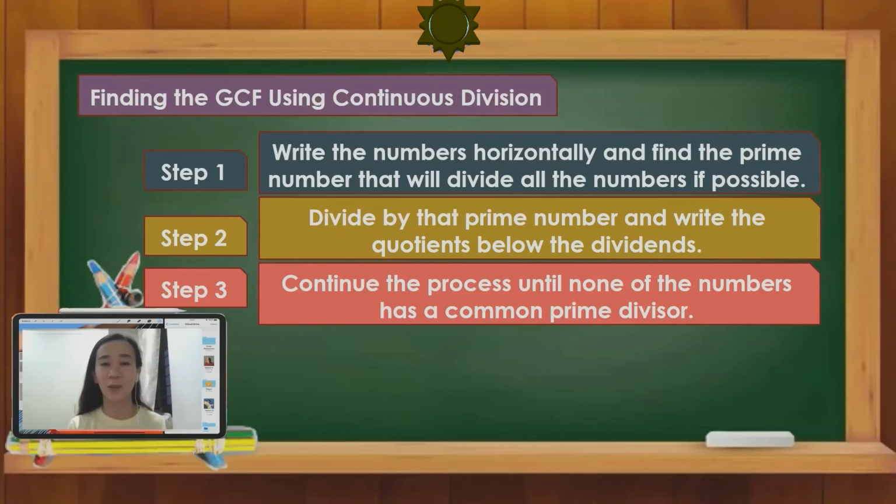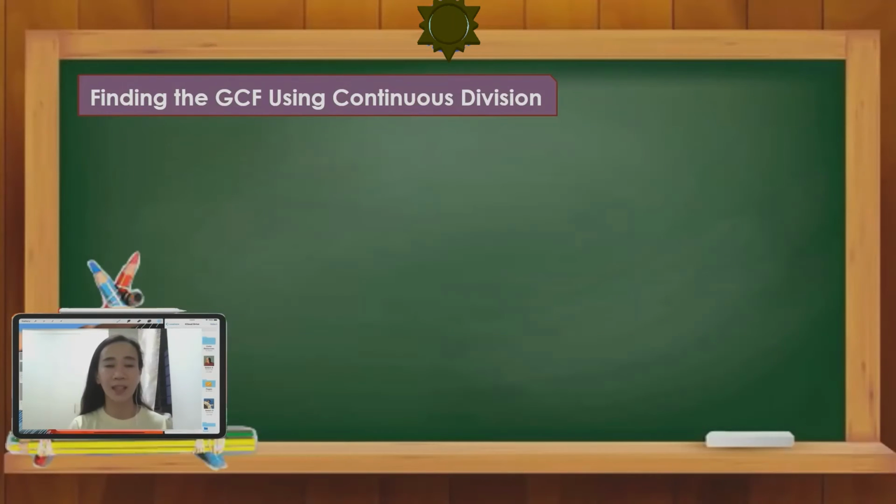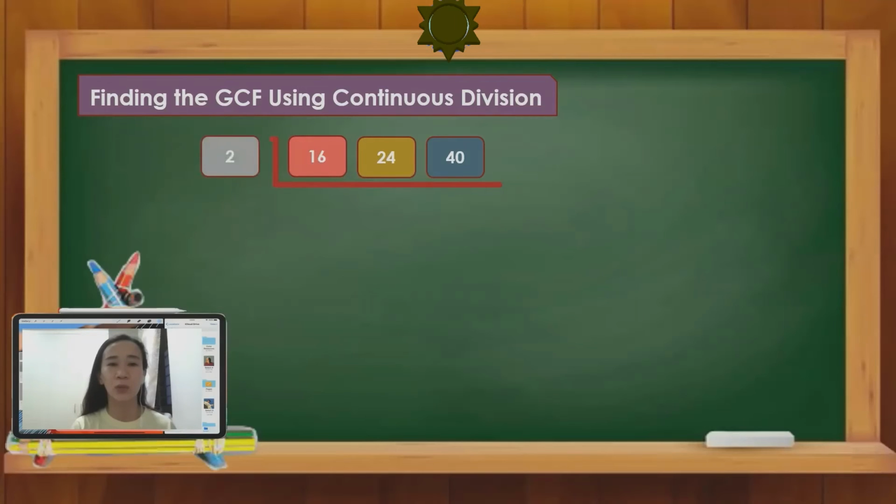Okay, let us try to solve the problem. First, let us note that GCF is the product of all the prime factors common to all the numbers given. Okay, what is the greatest common factor of 16, 24, and 40? First, we're going to divide by 2. Since 16, 24, and 40 can be divided by 2, then we will divide them by 2.